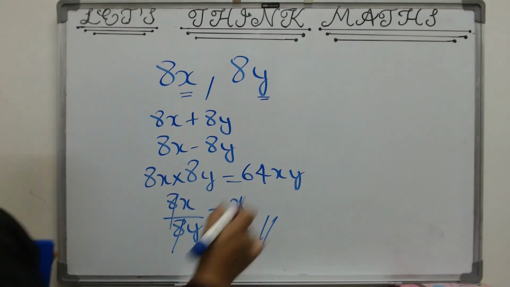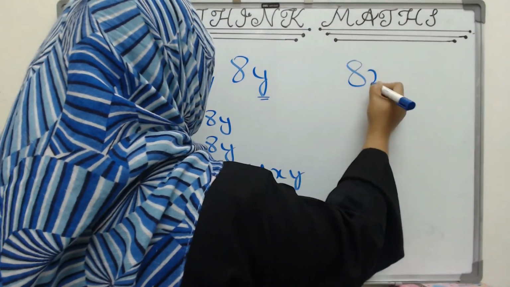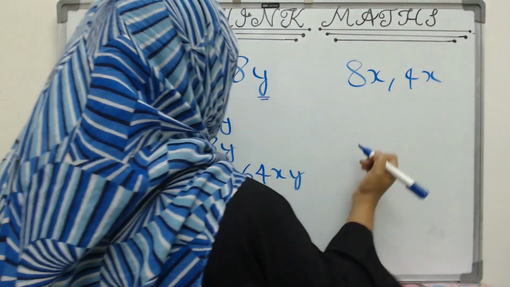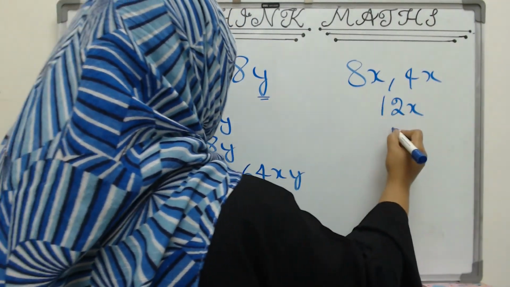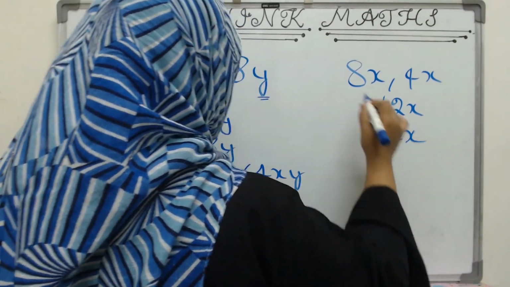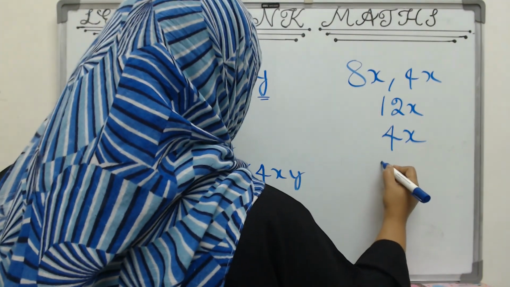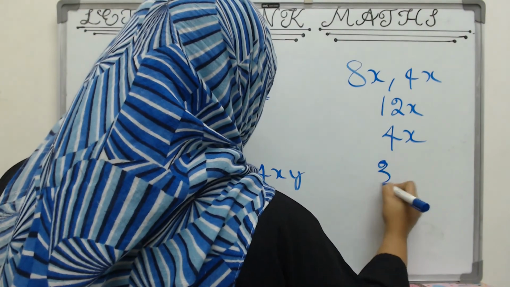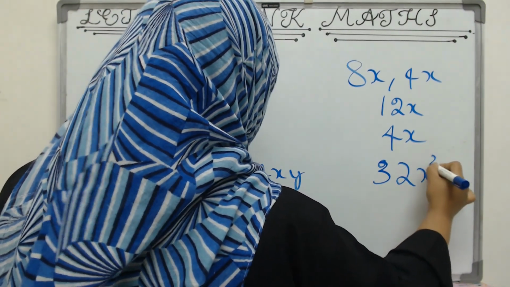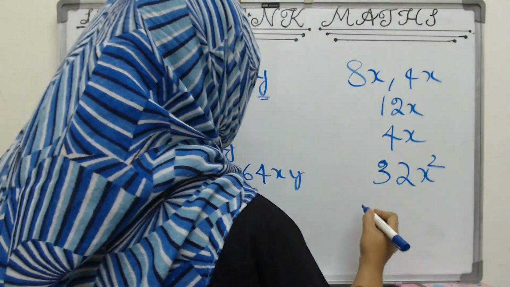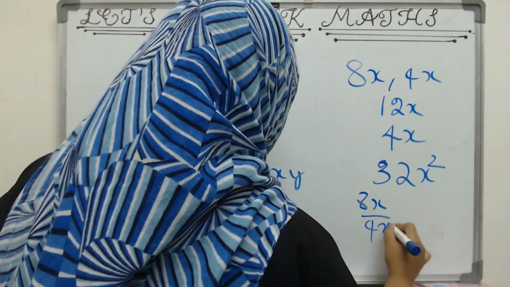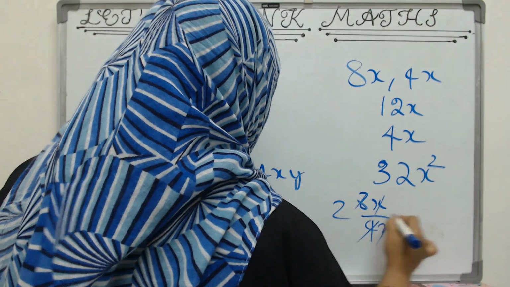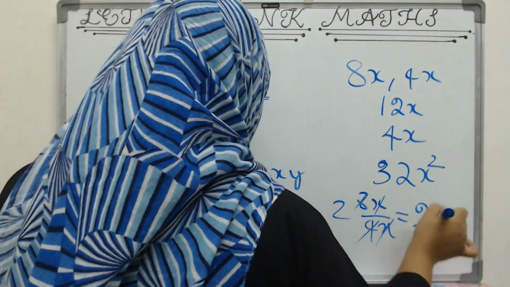What about like terms? How do you add them? The answer is 12x. How do you subtract them? The answer is 4x. How do you multiply them? The answer would be 32x square. You are multiplying x into x. And how do you divide them? The answer is 2. That's all.